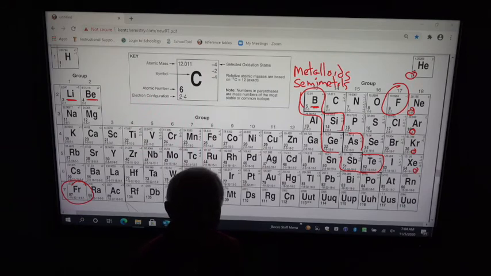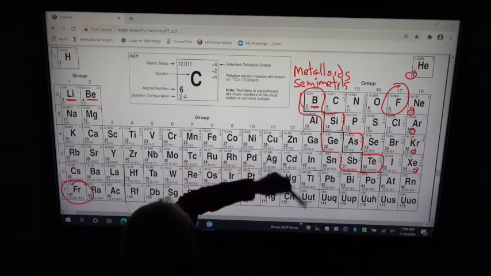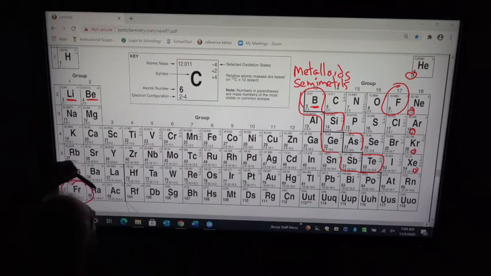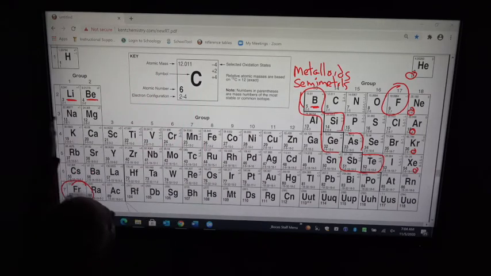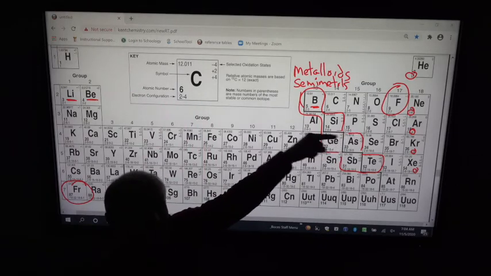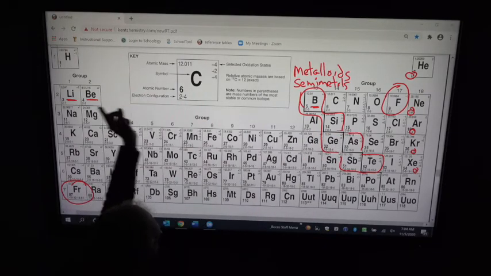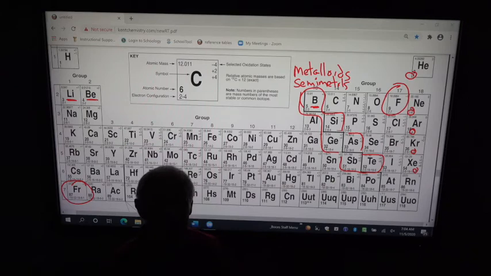So now we know 2 trends. Size going down gets bigger. Electronegativity going down gets smaller. Size going across gets smaller, while the electronegativity going across gets larger. So those are 2 trends. Now we got to talk about something else.